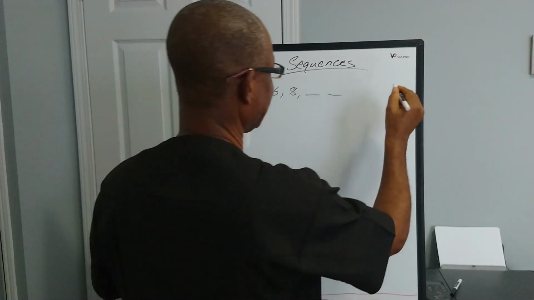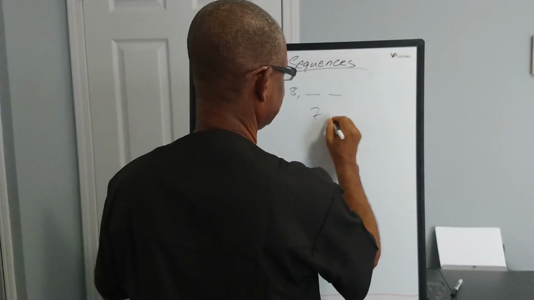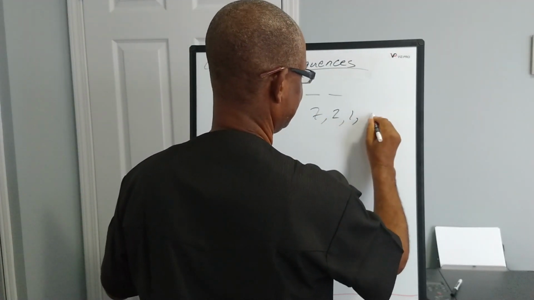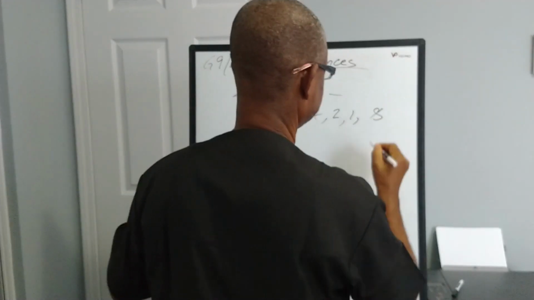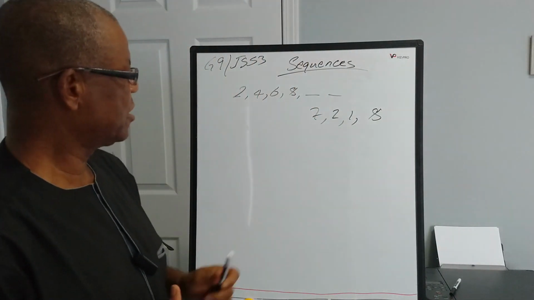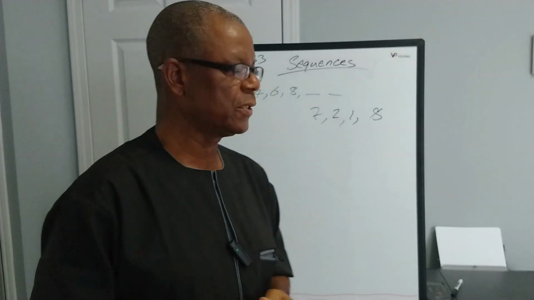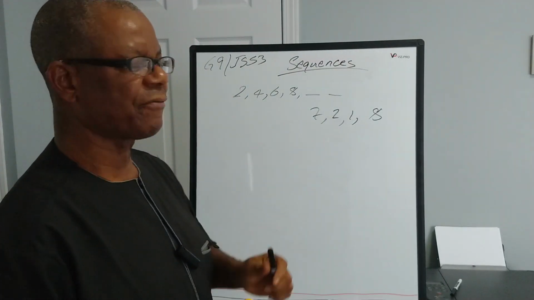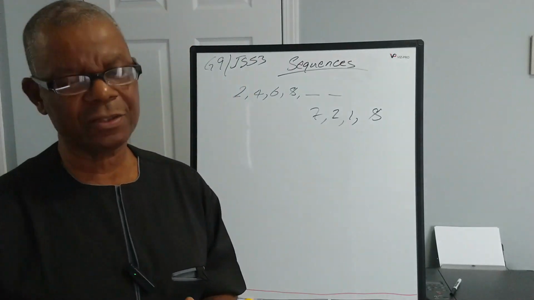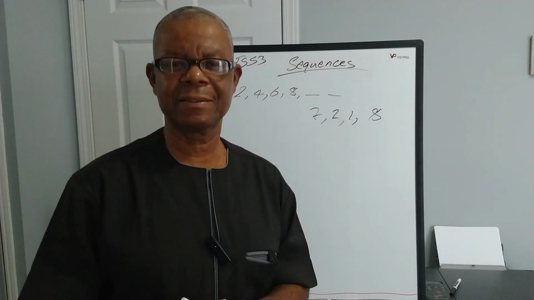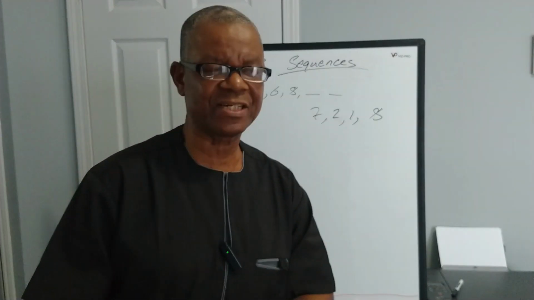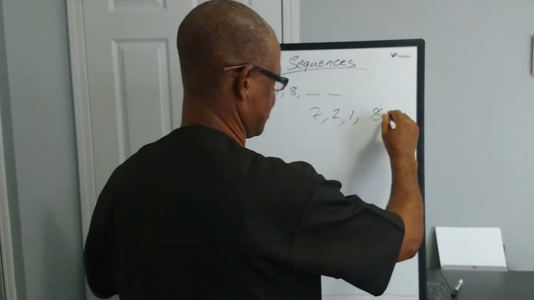But a list like 7, 2, 1, 8, you may spend the whole day looking for the rule, or what informs you that 2 should be written after 7. You may not find that. And what does that mean? This list is haphazardly listed. It is not a sequence.